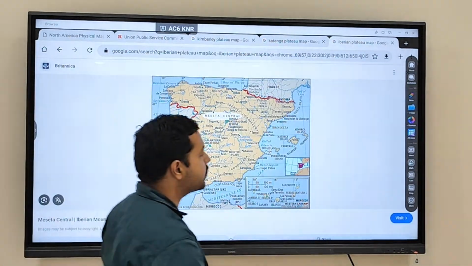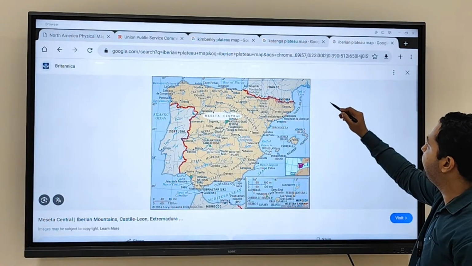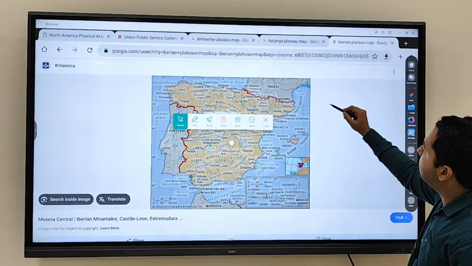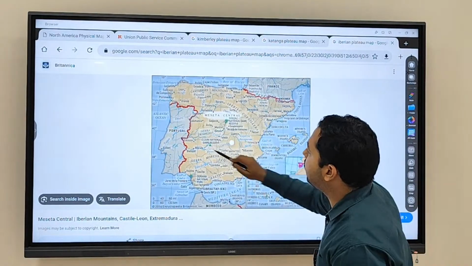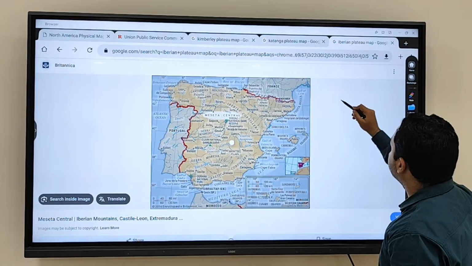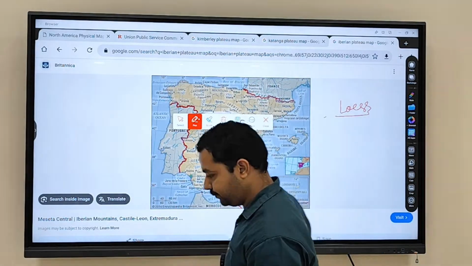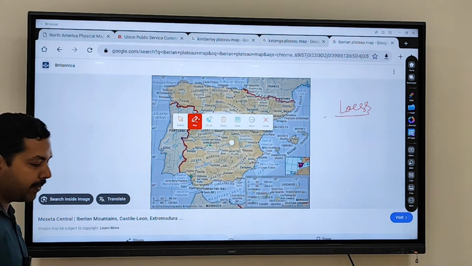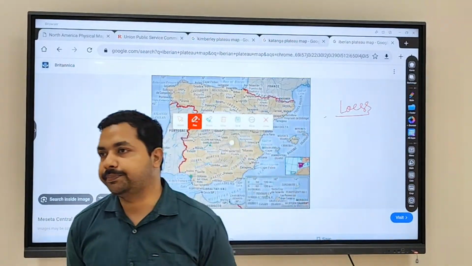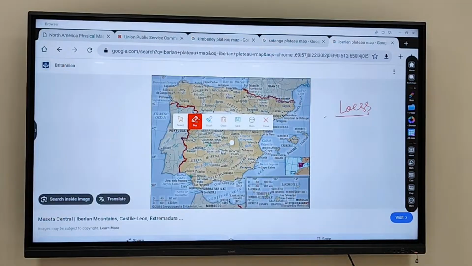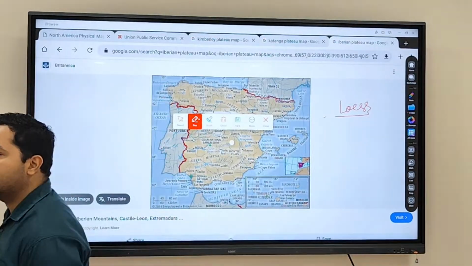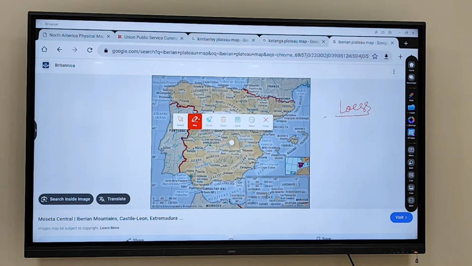And another we have already discussed, the Loess Plateau. Where does it lie? We discussed the importance of plateaus, and there we discussed agriculture. What are the examples we have written for agriculture? One is the Deccan Plateau, known for black soil. Another is the Loess Plateau of China, which is known for good fertile soil. So the Loess Plateau lies in China.